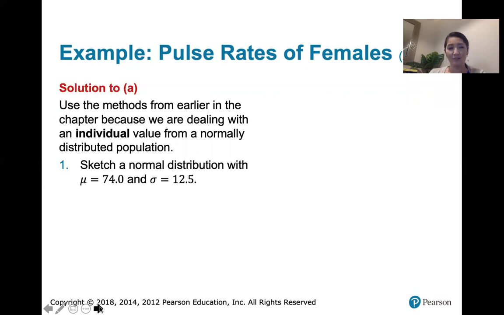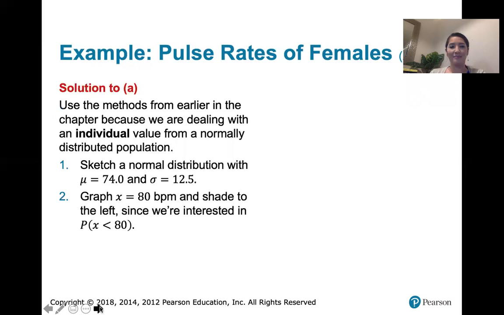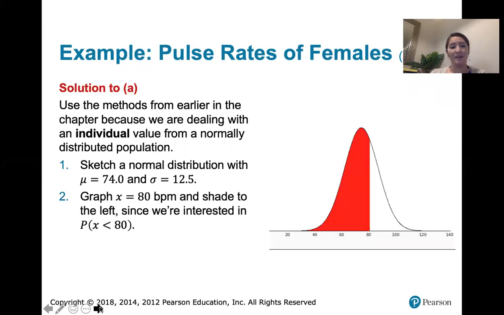So we'll sketch a normal distribution with the mean that was given to us and the standard deviation that was given to us. Then we'll graph that X value that we're interested in, 80 beats per minute, and we're going to shade to the left because we're interested in the probability that X is less than 80 beats per minute. Or in other words, the probability that a woman has a pulse rate that's less than 80 beats per minute.